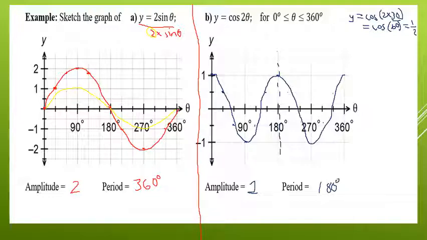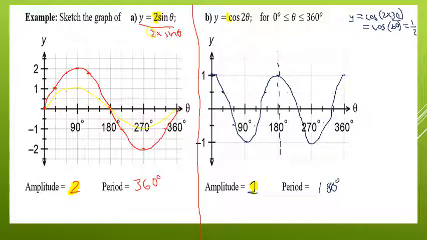Okay, let's try and summarize what we see on this page. First of all, when we have the 2 at the front here, it changed the amplitude. So the number at the front of the rule determines the amplitude. Over here, the number at the front is a 1 and the amplitude is 1.